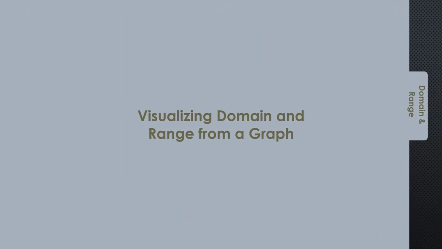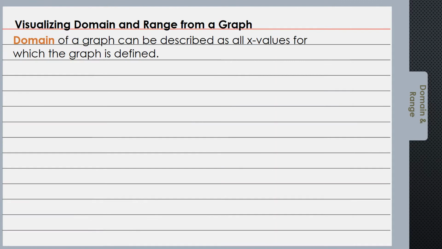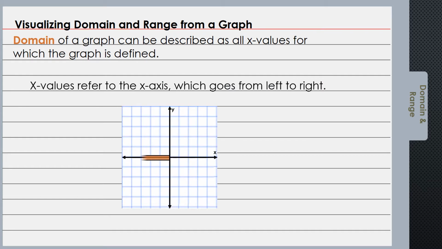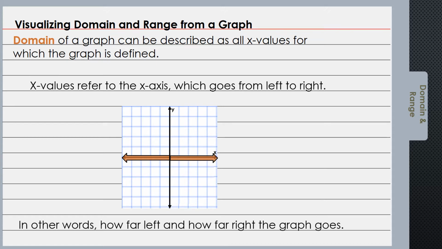This lesson is over visualizing domain and range from a graph. Now recall, domain of a graph can be described as all x values for which the graph is defined. X values refer to the x-axis, which goes from left to right. In other words, how far left and how far right does the graph go?